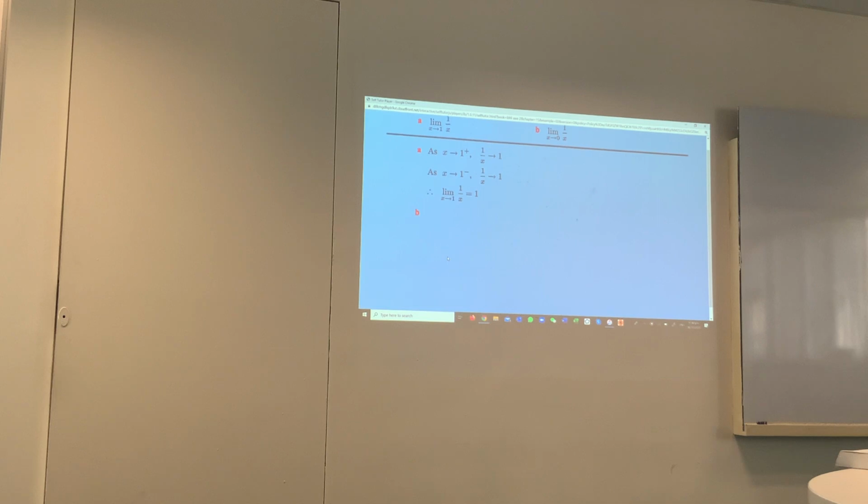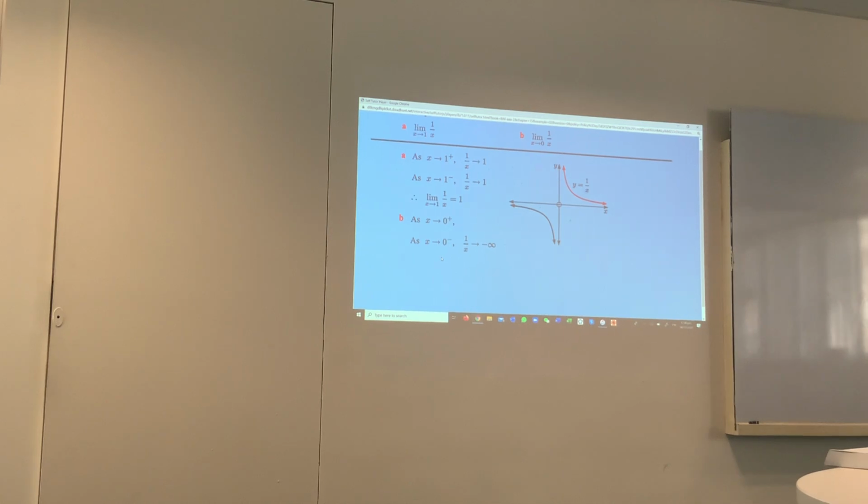However, by itself, this does not mean that the limit of the function as x tends to 0 will be undefined. Consider the graph of 1 over x. There is a break at x equals 0. As x tends to 0 from the left, 1 over x tends to minus infinity. As x tends to 0 from the right, 1 over x tends to plus infinity. The limits of the function as x tends to 0 from the left and right do not exist.